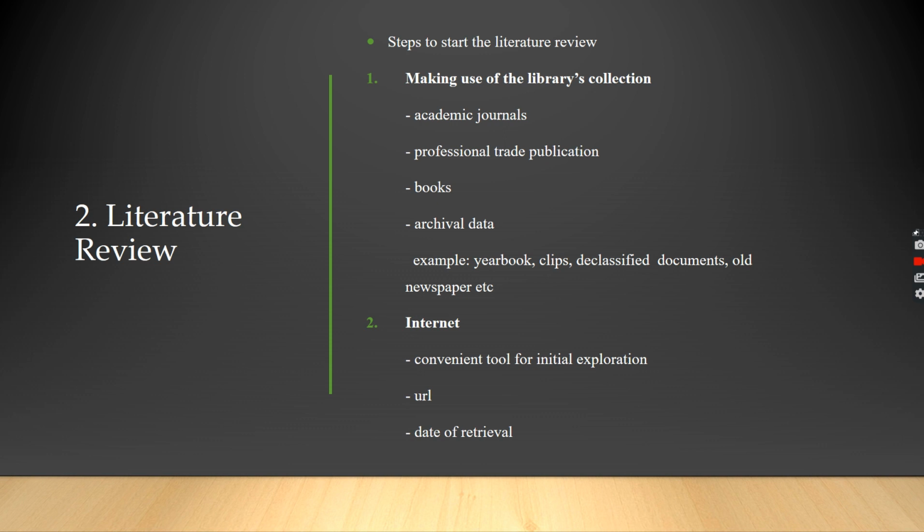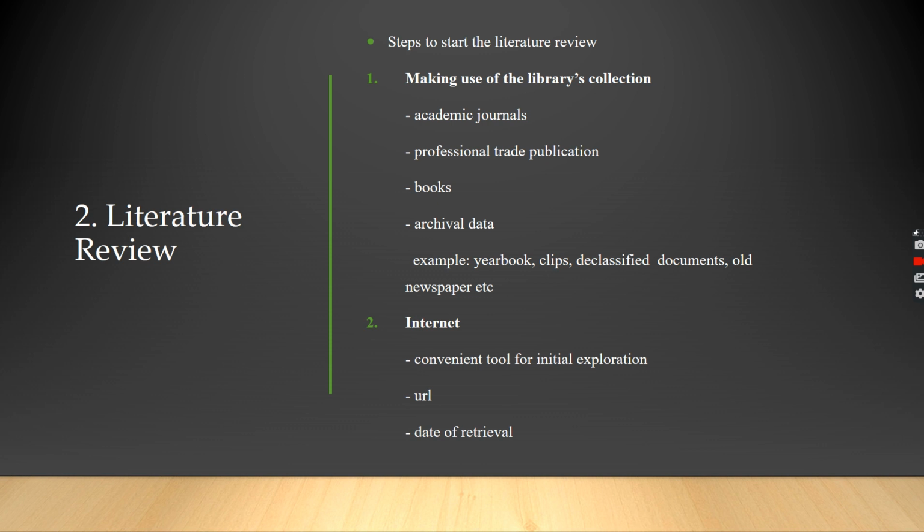So from the literature review, you will be able to construct your objective, your focus, right? What are the steps involved in a literature review? First, you can access your library collection, right? In your university, your campus, or a public library, for instance. Academic journals, trade publications, archival data, yearbooks, clippings, declassified documents, old newspapers, etc., all can be used as part of your literature review.